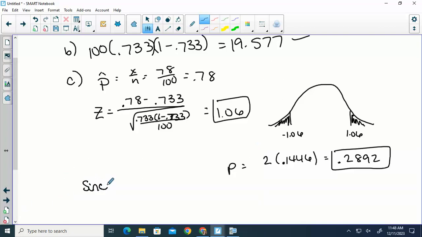The nice thing about doing the p-value approach is we interpret it the same every time. If p is less than alpha, we reject. Here, our alpha was 0.15, so since p is greater than alpha, we fail to reject. There was not enough evidence to conclude that the proportion was different. Does that mean we proved the proportion was 0.733? No, it just means we didn't prove it's not. Everybody okay with that? And you know what you would do differently if I asked for a less than or a greater than? Okay.